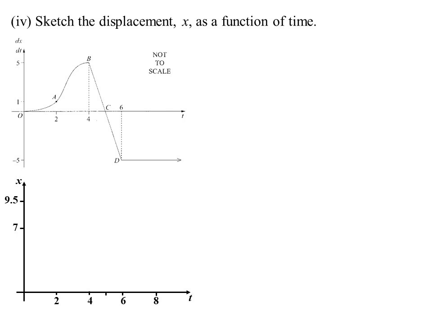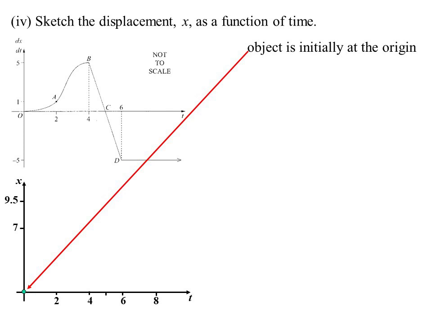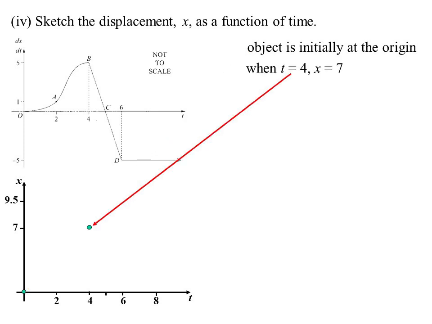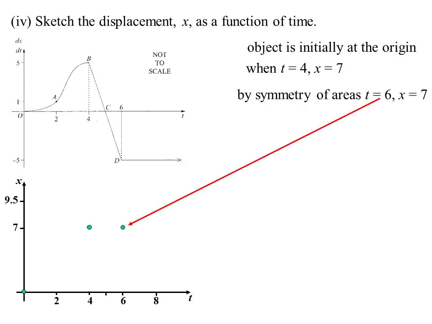All right, here's what we know. The object is initially at the origin, so I can plot that point in. I know that's part of the graph. We estimated that when t equals 4, the displacement was 7, so I can plot that point in. Now, we said the symmetry of the triangles, they're going to cancel each other out. So at t equals 6, I must be back at 7 again. Okay, I'll plot that point in.